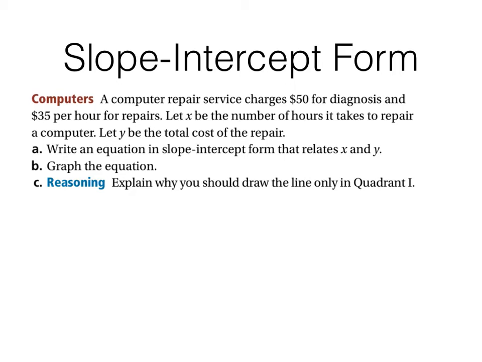Well, if Y is the total cost of the repair, we're going to start off with Y equals, because we are writing an equation in slope-intercept form. So Y equals what? Well, you have $50 that you have to pay, and I'm going to put that in the spot for B. So the base amount I'm paying is your y-intercept, that's your B.